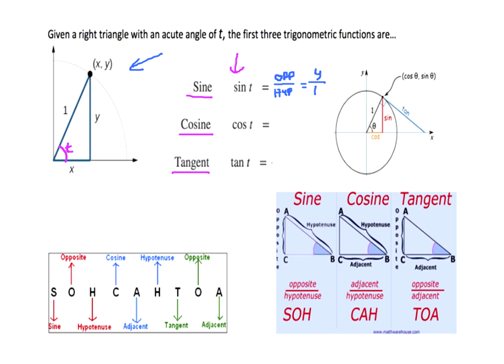We know our hypotenuse is 1 because this is the unit circle we're working with, which is just y. So y over 1 is just y. Okay? The cosine is given by the ratio of the adjacent side of the triangle to the hypotenuse. So that's x over 1, which is just x. The tangent is given by the ratio of the opposite side over the adjacent side. So in this case, that is y over x.